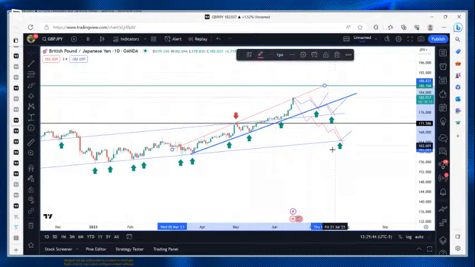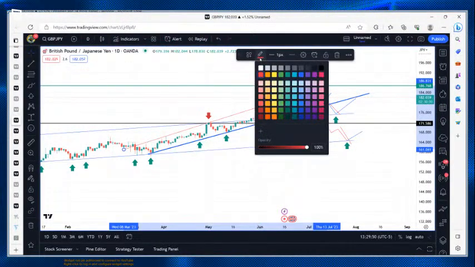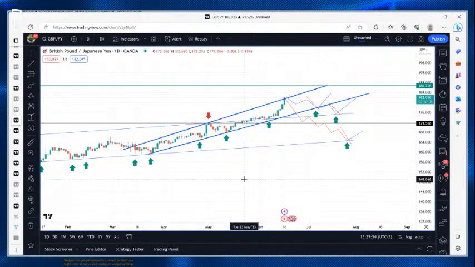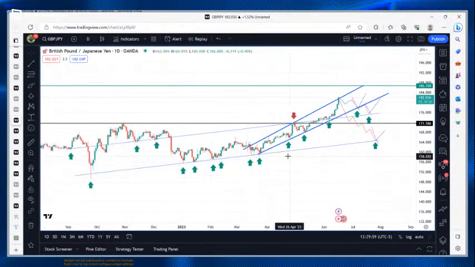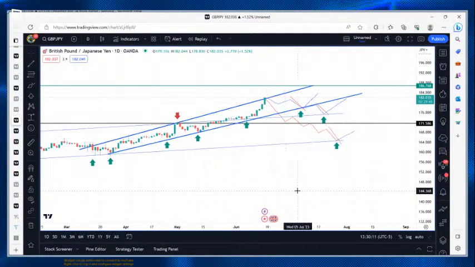See what I'm saying? We got this high here. Let's make that blue. Thicken it up a little bit. See how we got another smaller channel inside this bigger channel with resistance, support, resistance, support, support. Might be resistance right now going up in that direction. So all right, we're just waiting on low prices.